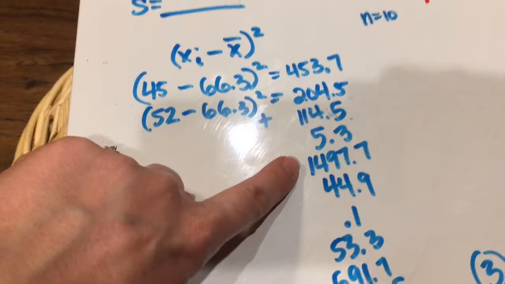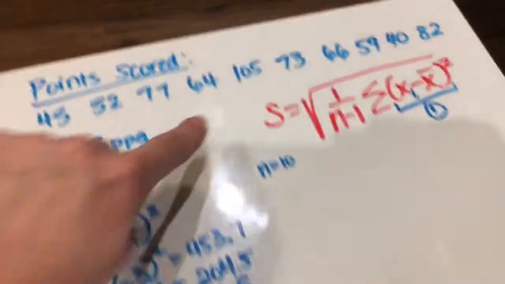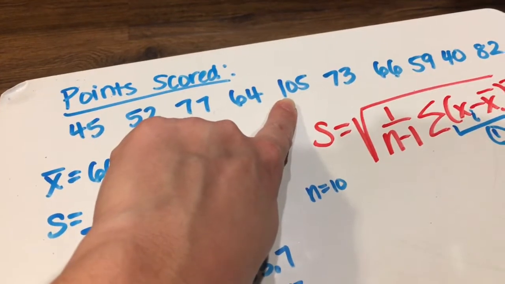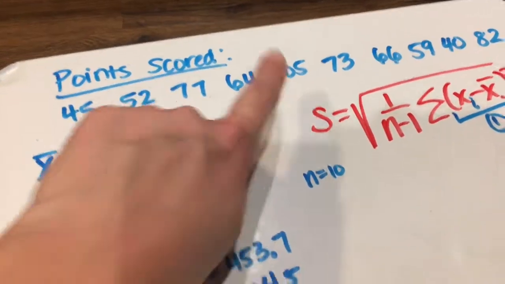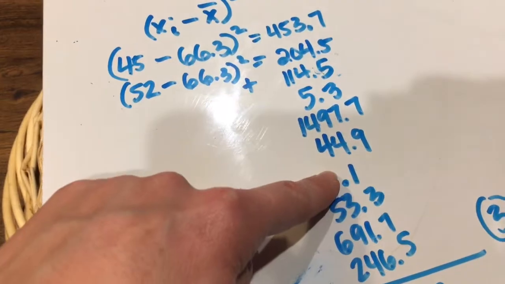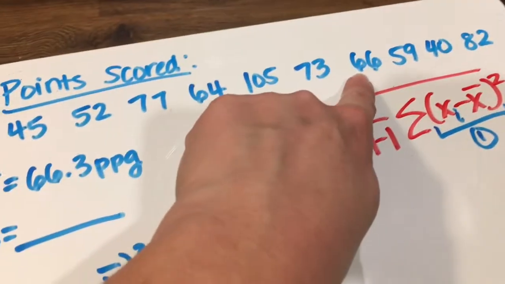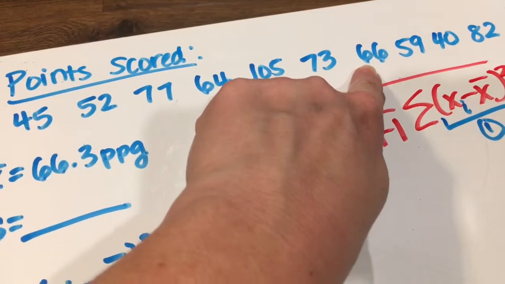Okay, something that probably should have stood out to you was this number. And think about why that's so huge, because this game, when the team scored 105 points, that's so far from the mean, okay? And you can also think the opposite. Why is that number so small, 0.1? Because this game, 66, was so close to the mean, okay?